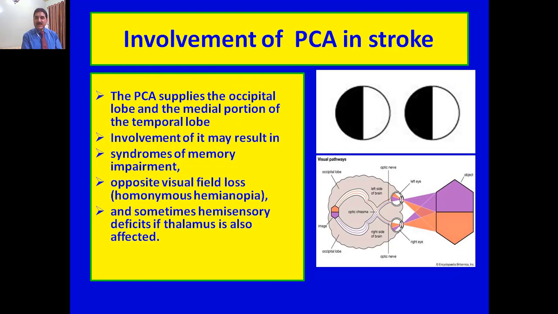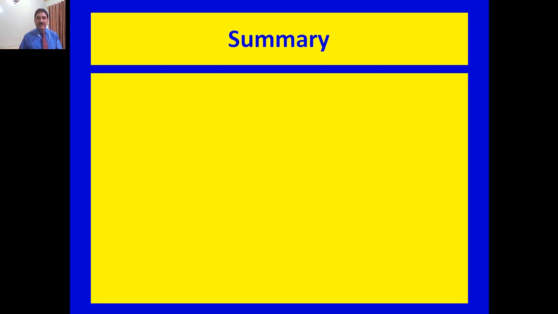Involvement of the posterior cerebral artery is very important. The posterior cerebral artery supplies the occipital lobe and the medial portion of the temporal lobes. Involvement of it may result in a syndrome of memory impairment, opposite visual field loss in the form of homonymous hemianopia, and sometimes hemisensory deficits if the thalamus is also affected.